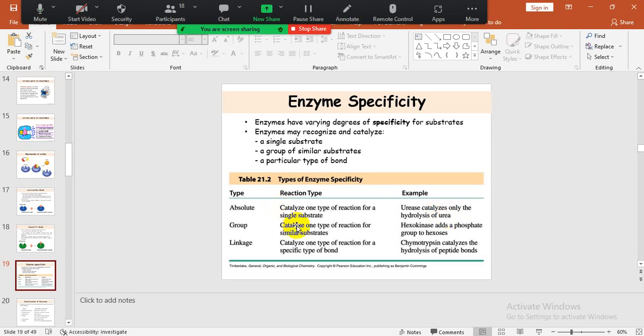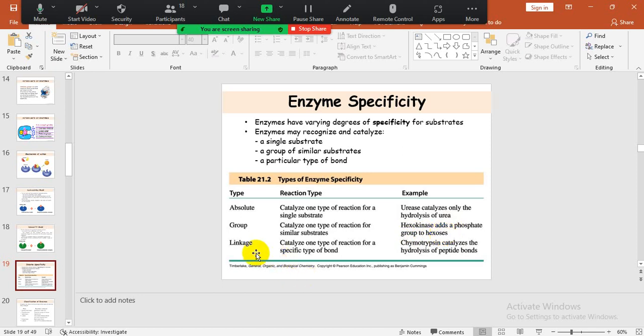Then we have some enzymes that catalyze different substrates. For instance, hexokinase can add a phosphate group to any 6-carbon sugar. So you can add a phosphate group to glucose, which is a 6-carbon sugar. You can add a phosphate group to galactose, which is also a 6-carbon sugar.